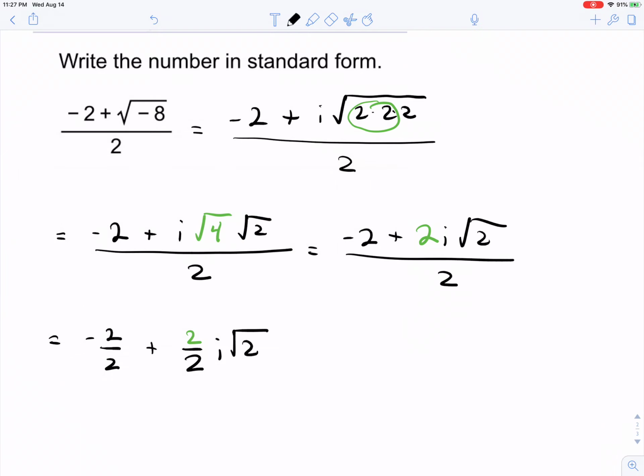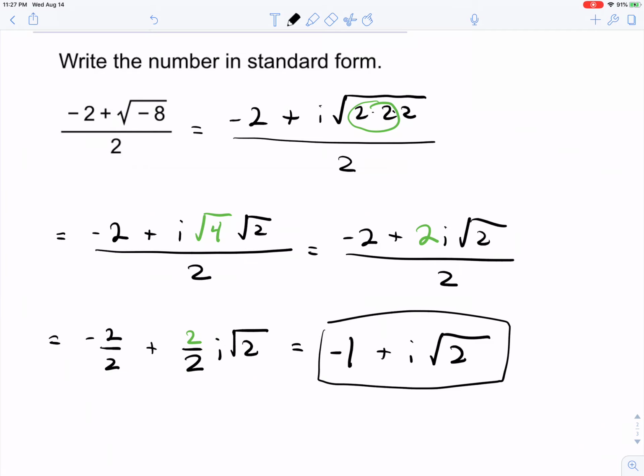And then to bring it on home, negative 2 divided by 2 is negative 1. 2 divided by 2 is 1. We typically keep the i in front of the radical for clarity purposes. And I get this result.